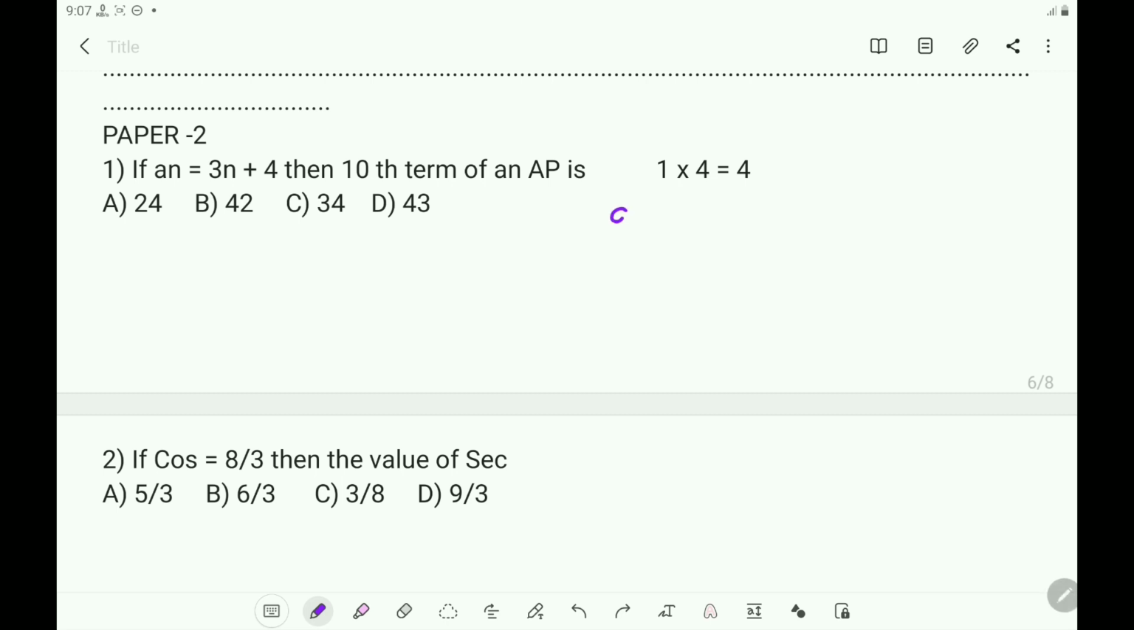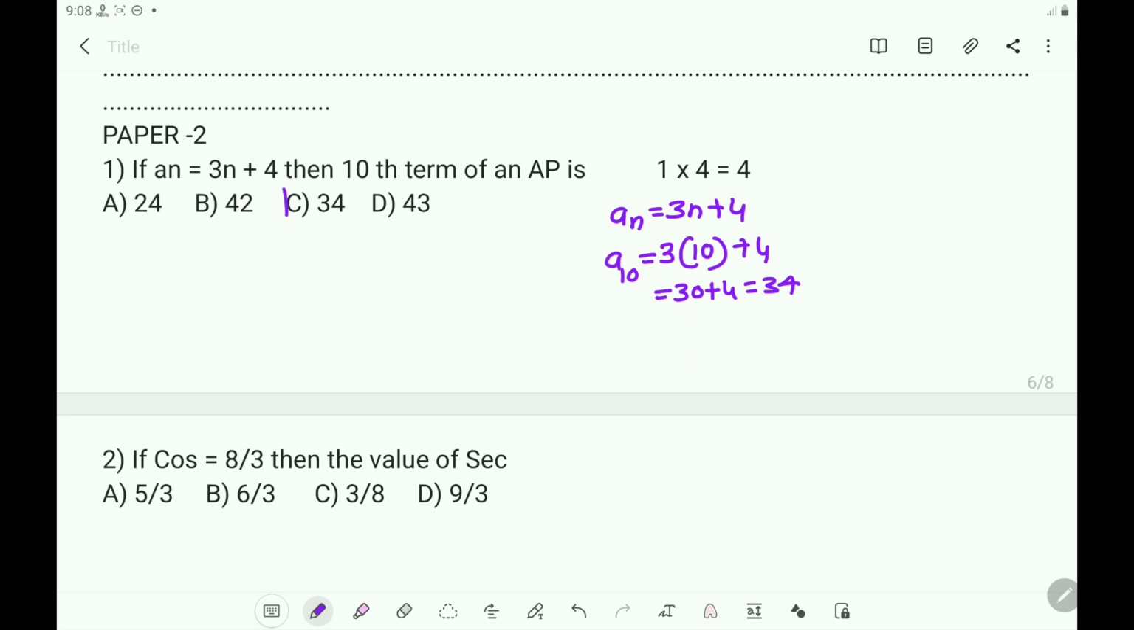So you write that an equals 3n plus 4. Here what you have to find out? We have to find the 10th term. So you write A10 equals 3, in the place of n, what you have to write? We have to write 10 because we have to find 10th term. So you write n is 10. 3 into 10 plus 4. 3n plus 4 means 3 into 10 plus 4. That becomes 3 into 10 is 30 plus 4, which is equals to 34.